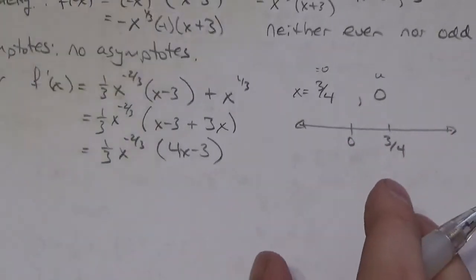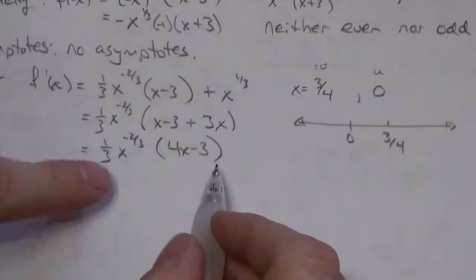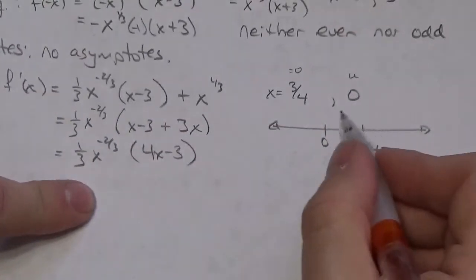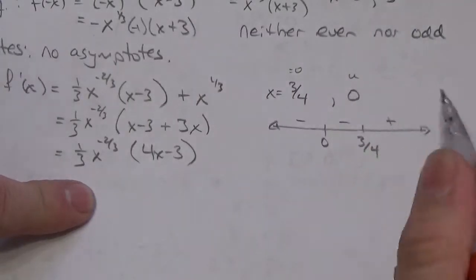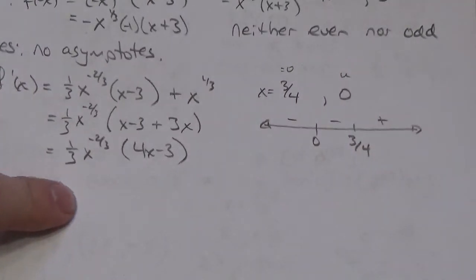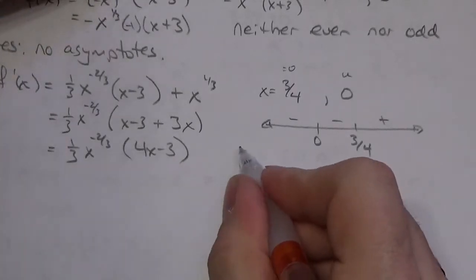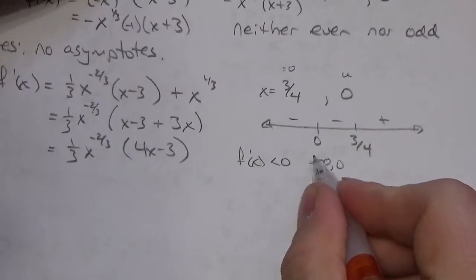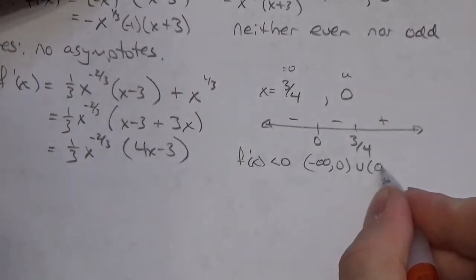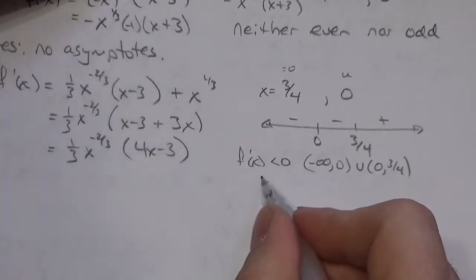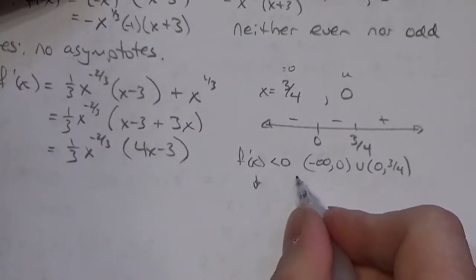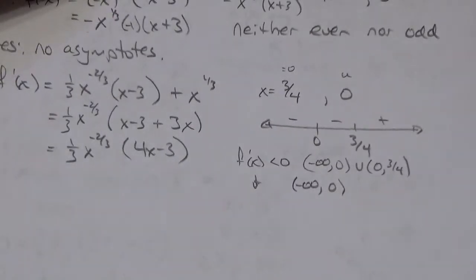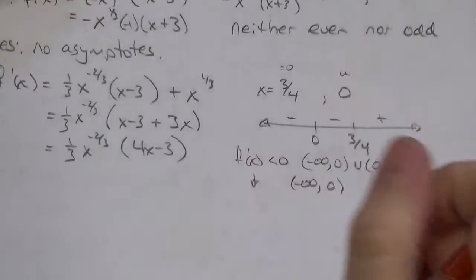So what we're going to get here is this thing is always going to be positive. This is going to be negative to the left of 3/4. So it's going to be negative, negative, and positive along this line here. Meaning that the first derivative is less than 0 on negative infinity to 0, union 0 to 3/4, which means the function is decreasing on the interval negative infinity to 0. However, I can't include the 0 because that is where this function is undefined.